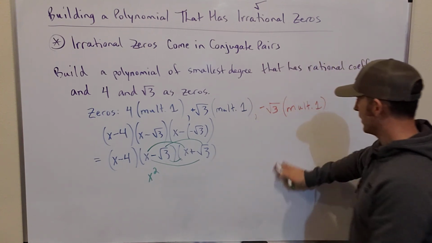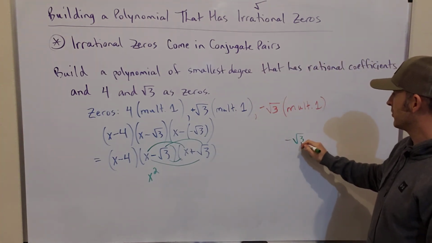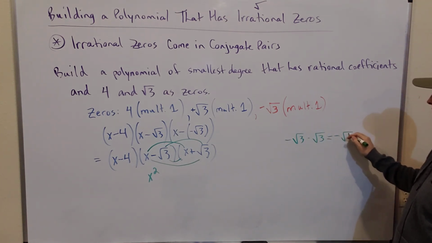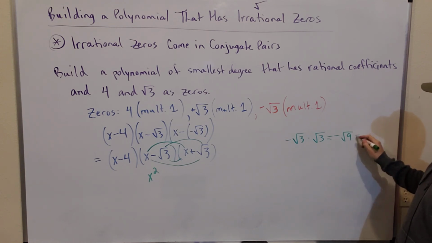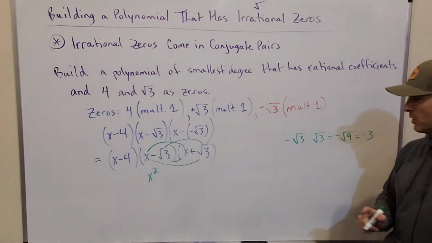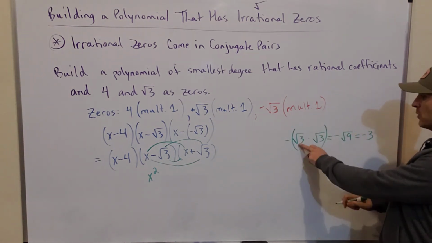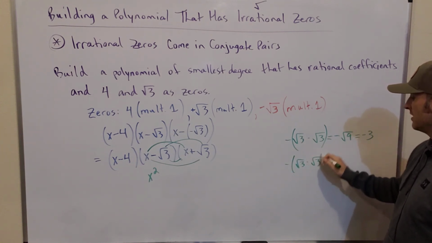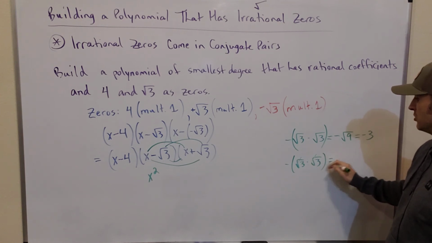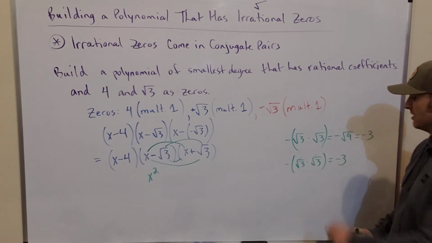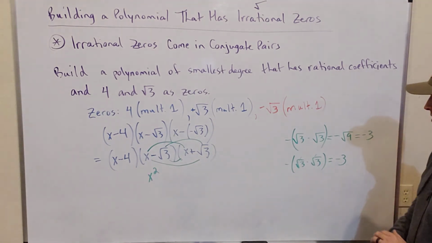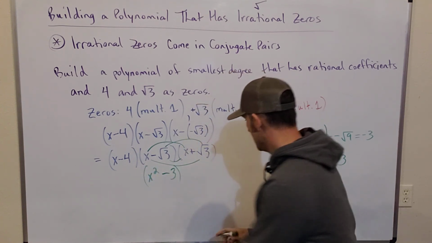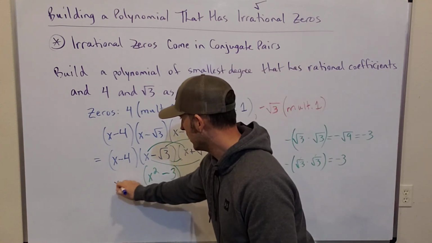So, maybe I'll write it over here on the side for you. If you have a negative square root of 3 times a positive square root of 3, that's the same thing as negative square root of 9, and the square root of 9 is just 3, so you get negative 3. And really what you want to start to think of is, if you multiply a square root by itself, think of the square roots canceling, so you just get negative 3. Okay? Square root of 3 times square root of 3 just gives you 3 every time. Okay, so over here I've got x squared and I've got minus 3. I've still got to multiply that by my x minus 4.